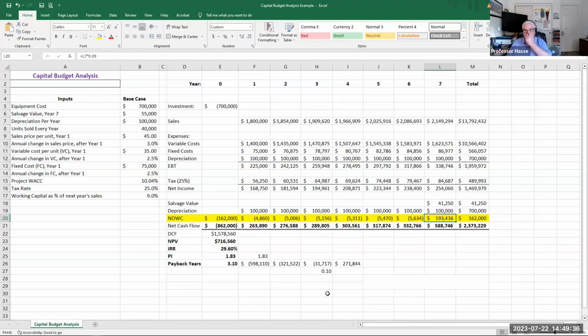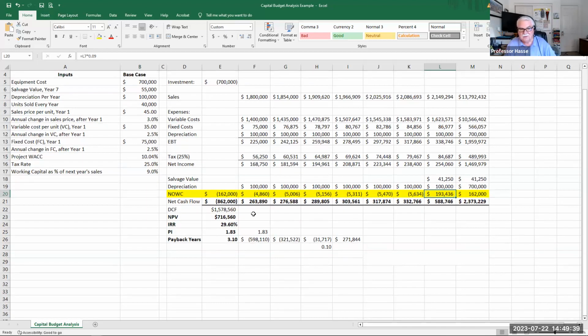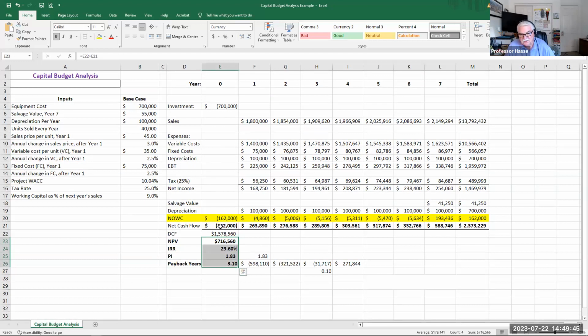Amazing. So now we can do our return analysis, because now we have calculated our investment in year 0, negative $862,000. And now in year 1, you take the net income, add in depreciation, subtract out working capital, 263,890. The same for every year until we get to year 7 when it's a little bit different. It's net income plus the after-tax salvage value plus depreciation and plus the adding back of working capital.